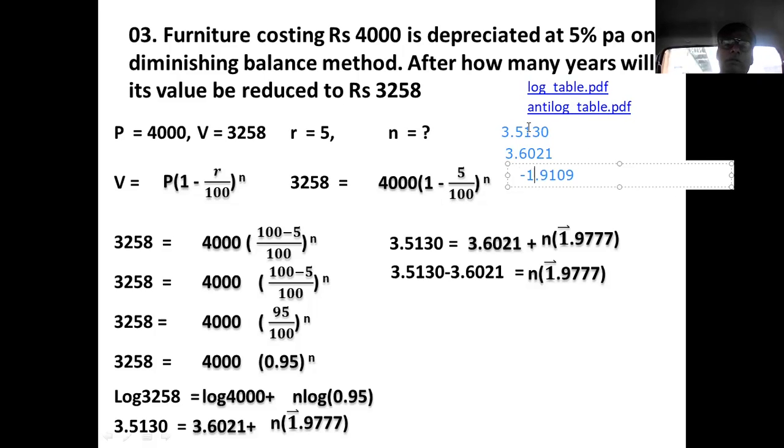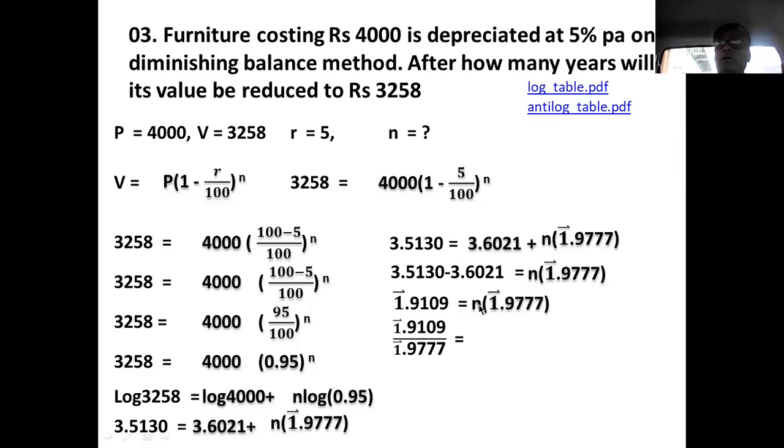This is the point you remember. In this way, you deduct. So, you take this as bar 1.9109, is equal to n in the bracket 1 by bar 1.9777. If you take that bracket this side, this is bar 1.9109 divided by bar 1.9777 is equal to n.